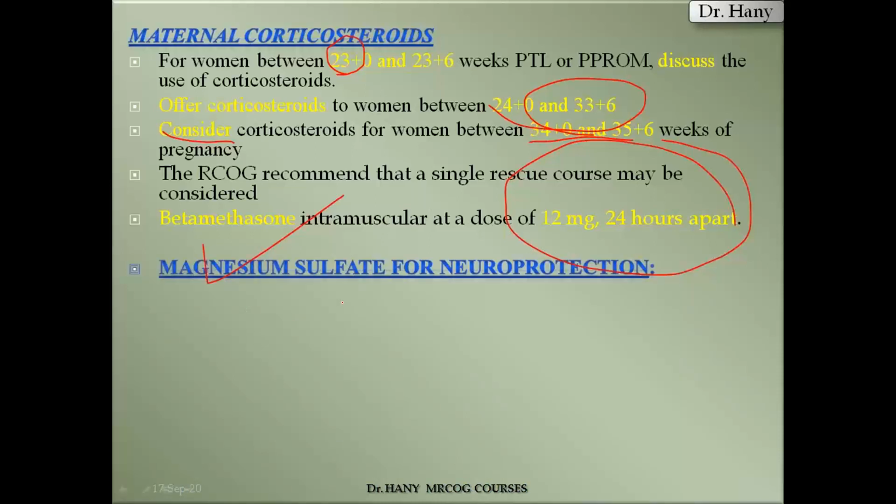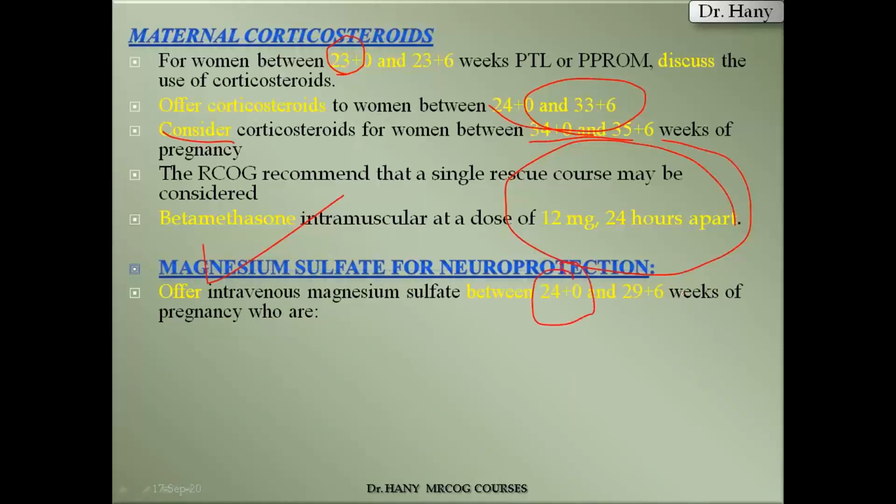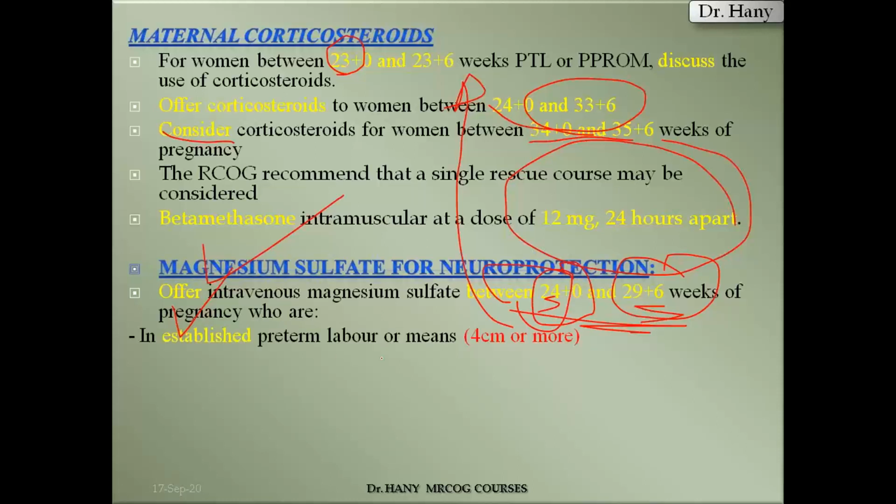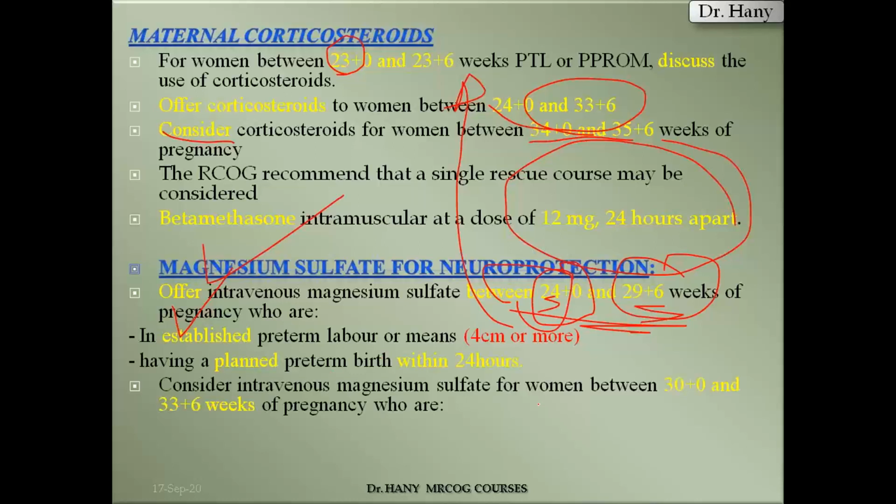Magnesium sulfate: when to offer, when to consider. Offer intravenous magnesium sulfate between 24 and 30 weeks. This is the first difference here. I will offer between 24 weeks, the challenging age, as we always do, but I will keep offering until less than 30. More than 30, up to 34, I will consider giving intravenous magnesium sulfate.